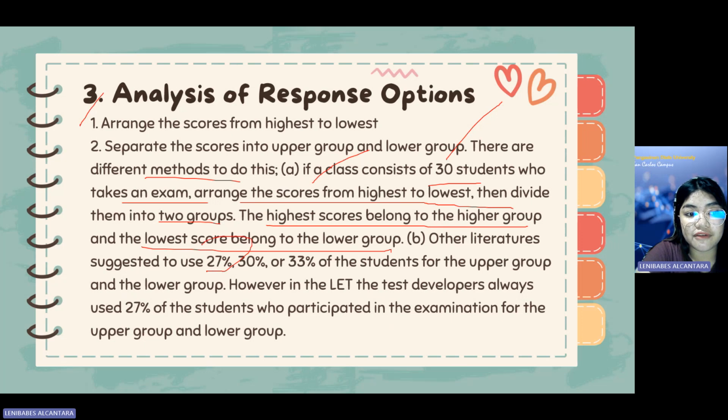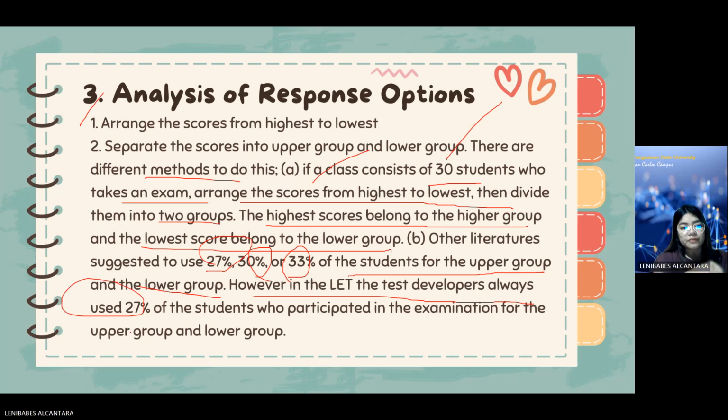We have here 27%, 30%, and 33% of the students for the upper group and the lower group. However, in the LET, the test developers always use 27. So, yun yung gagamitin natin. Yun yung constant. Okay?